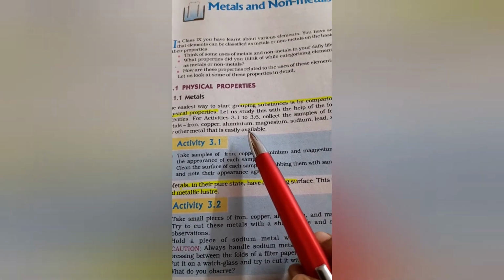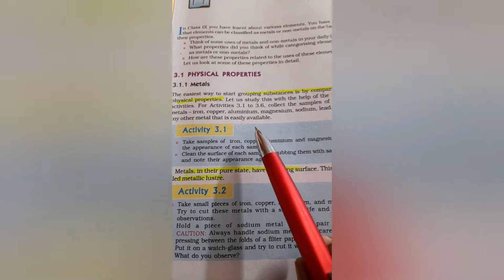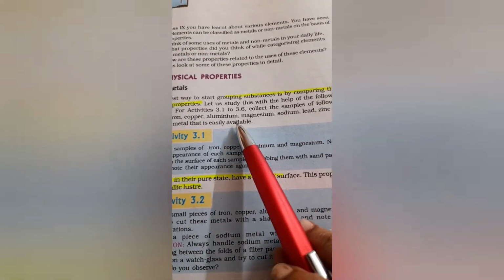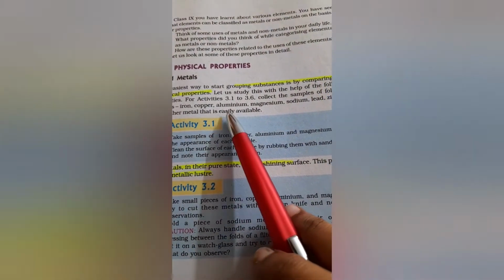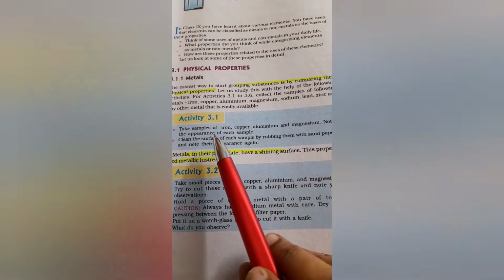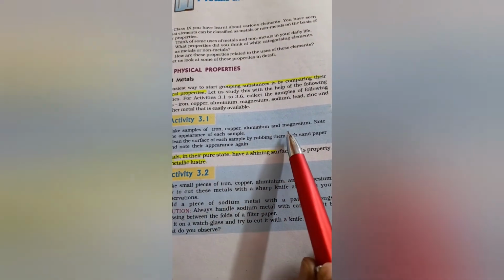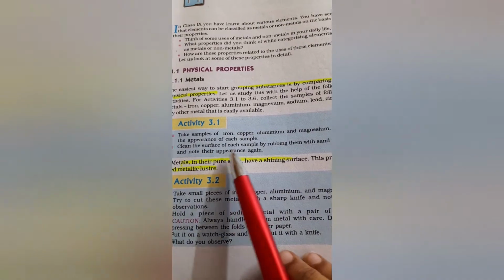I will be giving the answers to these activities as notes in this session. First of all, here we are collecting the samples of metals like iron, copper, aluminum, magnesium, sodium, lead, zinc and any other metal which is easily available. So what is the first activity? You take samples of iron, copper, aluminum, magnesium, and then you have to clean the surface of each sample. You have to rub them with sandpaper.